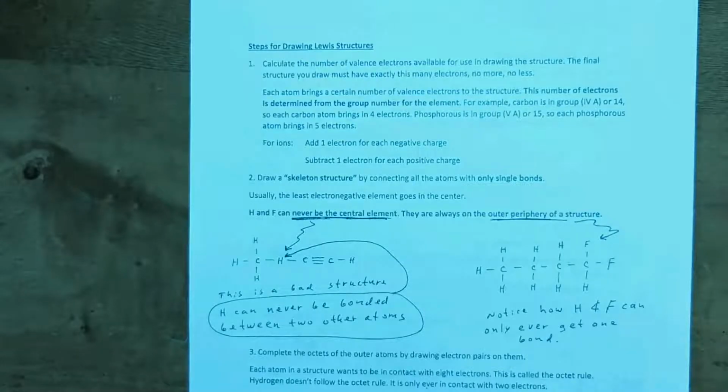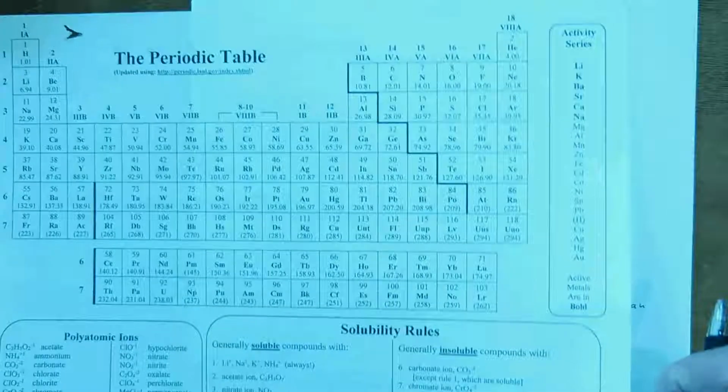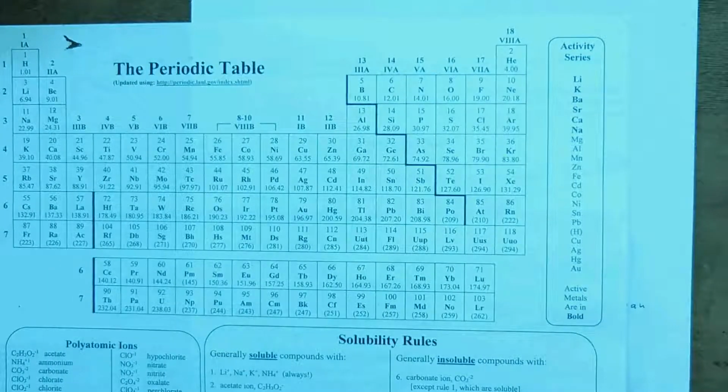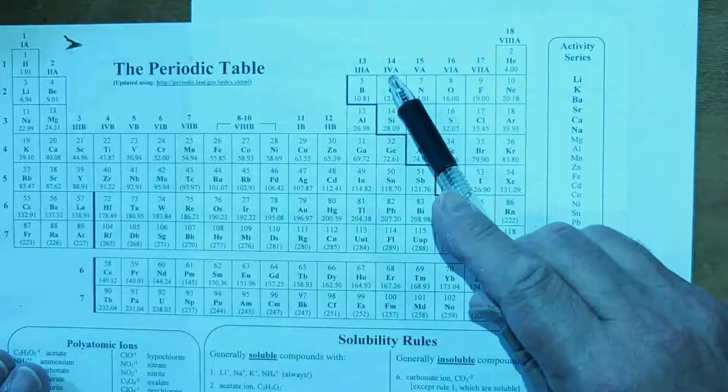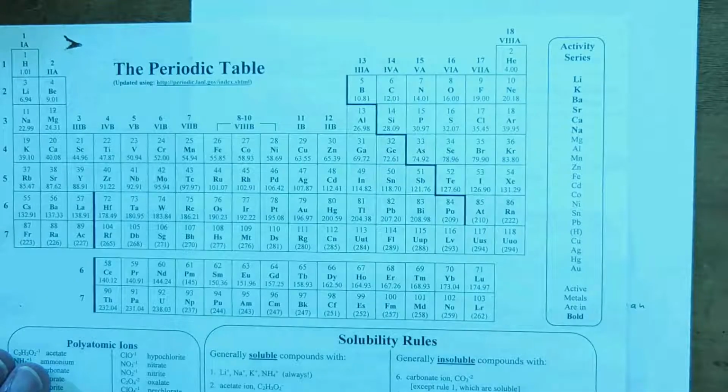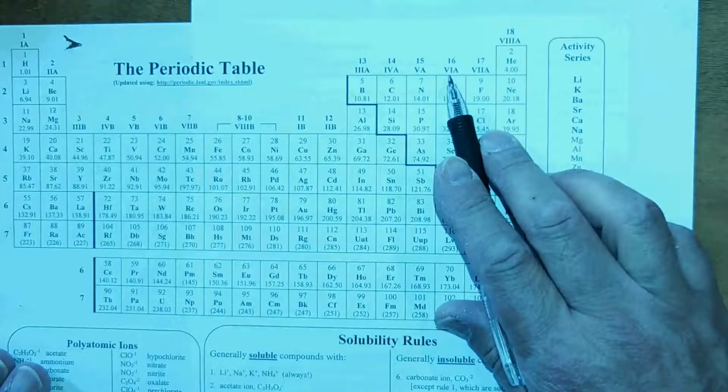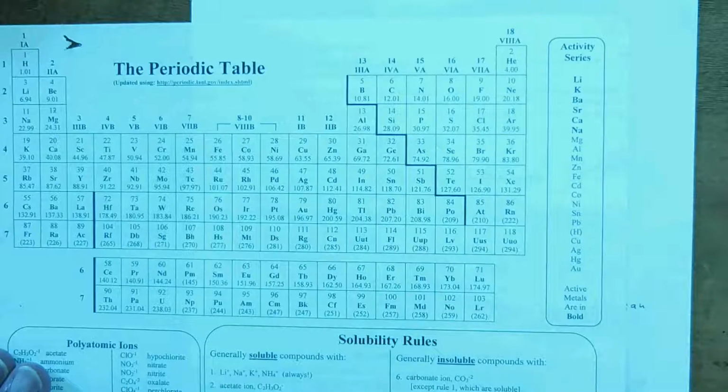Valence electrons, as I've mentioned previously, are electrons that are involved in forming bonds. The valence electrons are the electrons that are shown in a Lewis structure. So, how many valence electrons does an element bring to the party? Real simple. You look at your periodic table here. You see your group numbers, like carbon here is in group 4A. Each carbon atom brings 4 electrons to the table. Oxygen here is in group 6A. Each oxygen atom brings 6 electrons in.